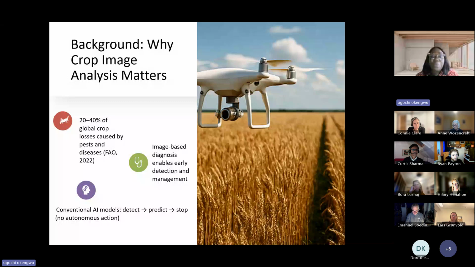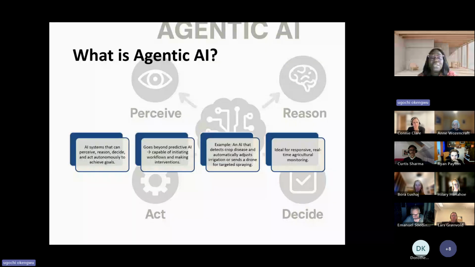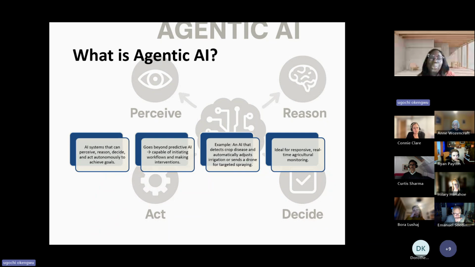So the conventional AI models detect, predict, and stop there, so there is no autonomous activity involved. Looking at the prospects of agentic AI, which is a new thing for us in the field of AI, it can help us perceive, reason, decide, and act, unlike the conventional AI models that will just detect and not act. What it means for me is bringing in something else that would do the activity for you, whether in the field or anywhere you are deploying your AI tool.